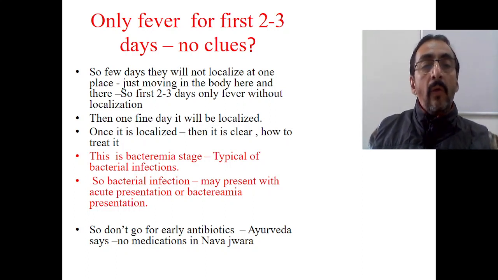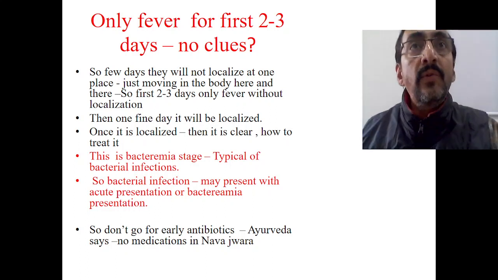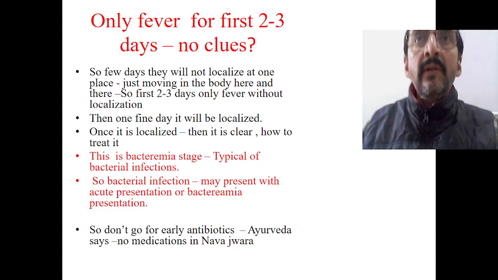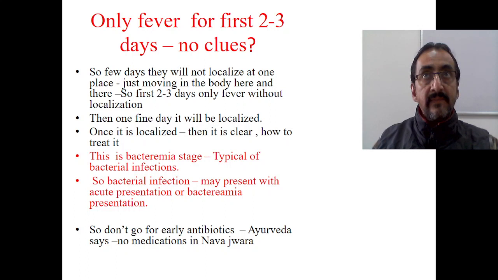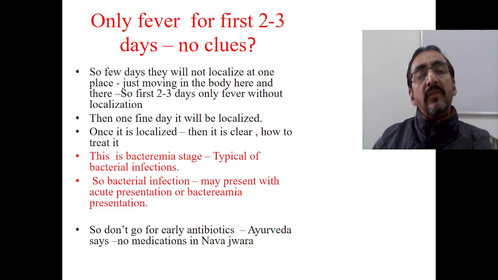So once it is localized, then the treatment is quite easier because now you know where actually you have to treat and you can give the targeted treatment. So previously when there is only fever, actually the child is running through the bacteremia stage. Okay, bacteremia stage. These are typical of bacterial infections. This type of fever where there are no other symptoms, only fever is coming, there is no localization. It is very typical of a bacterial infection because bacterial pathogens pass through the stage of bacteremia.